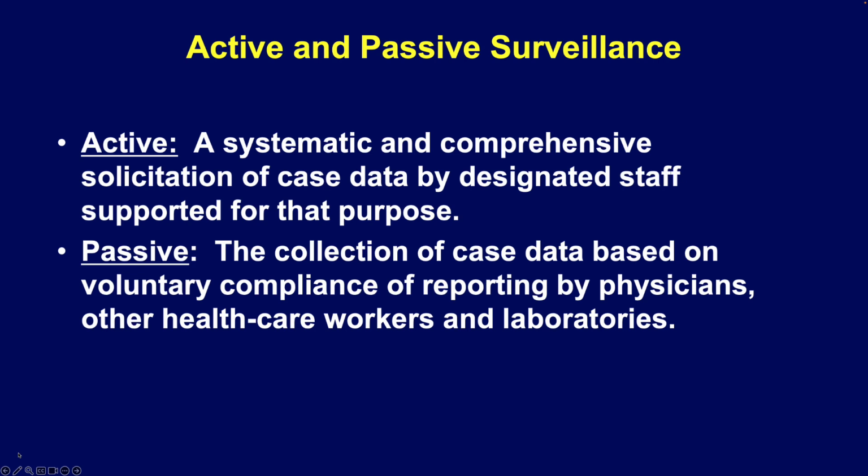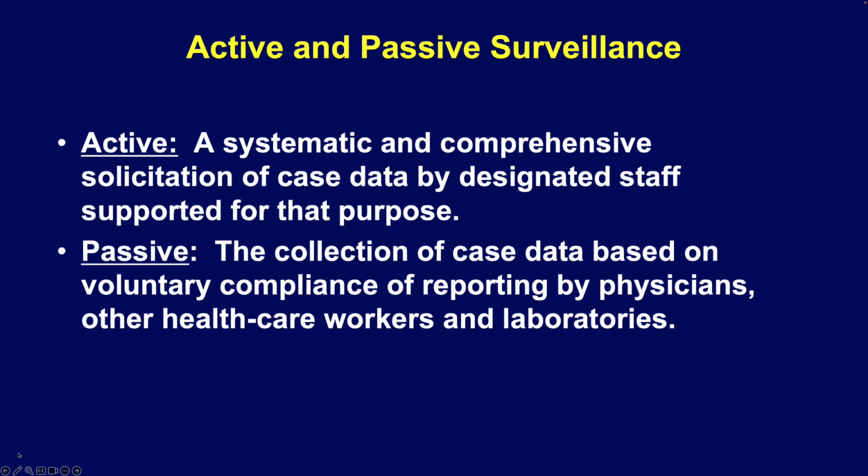More formally, active surveillance is a systematic and comprehensive solicitation of case data by designated surveillance staff supported for that purpose. So the staff are actively out in the community, in the healthcare system, doing case finding and bringing that information back into the surveillance system. It's a less common form of surveillance, but when finding nearly all cases is a priority, the surveillance system should have an active case finding component to it. However, it should also be pointed out that most surveillance systems that involve case reporting are passive, not active.